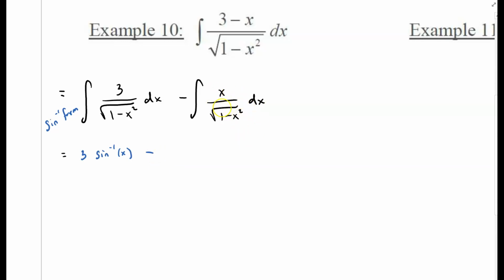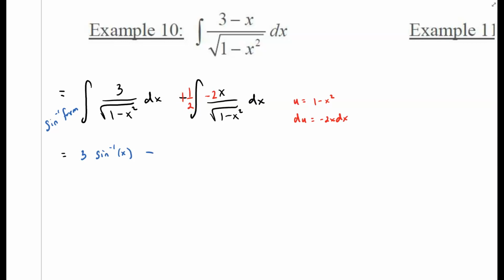Over here, I am going to do u substitution. So here I'm going to say, okay, I'm going to let u be equal to 1 minus x squared, and then du is equal to negative 2x dx. So it looks like I need to introduce a negative 2 and balance with a negative 1/2. Okay.